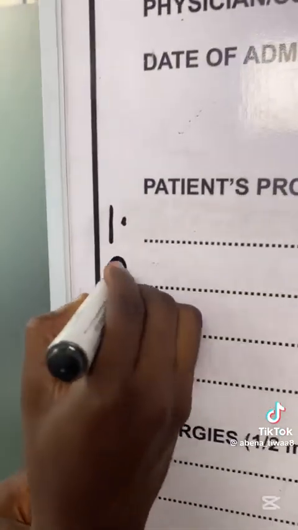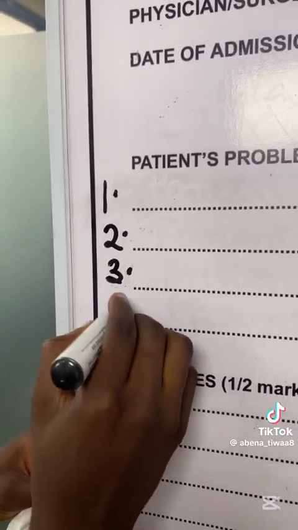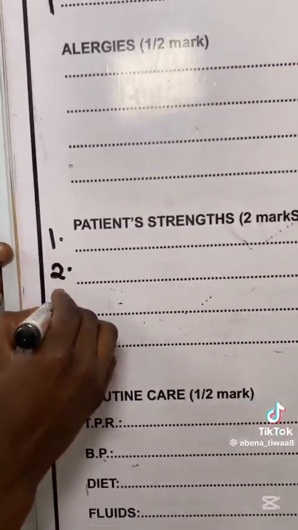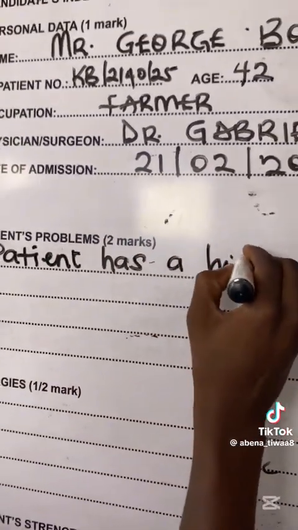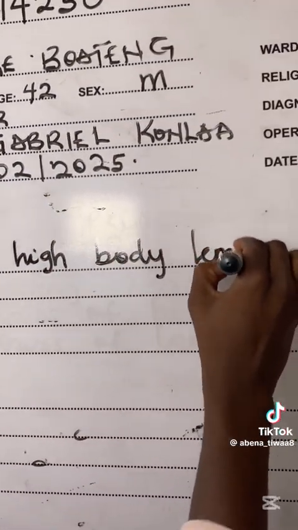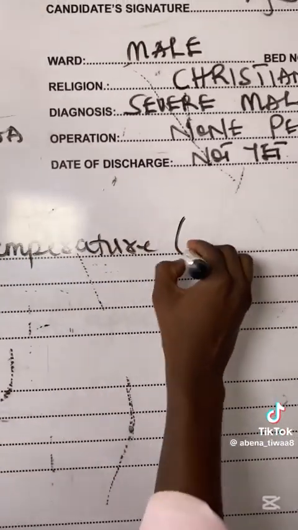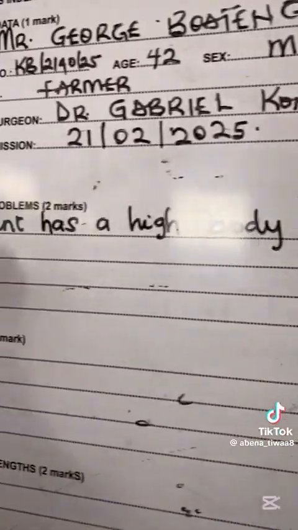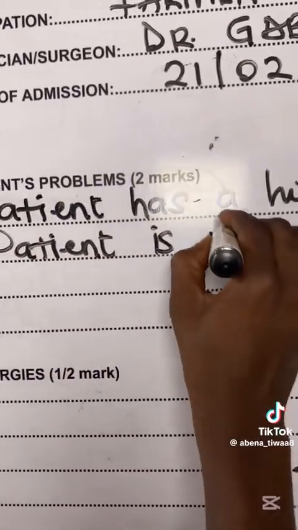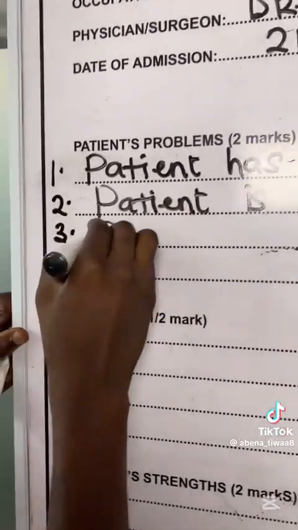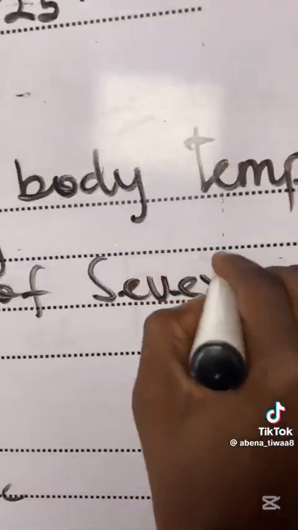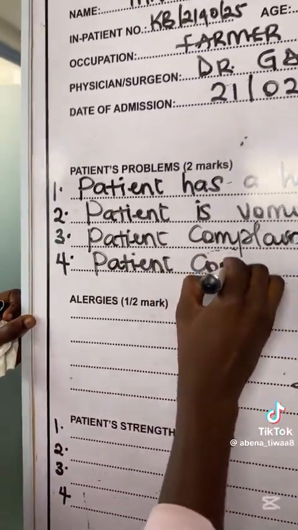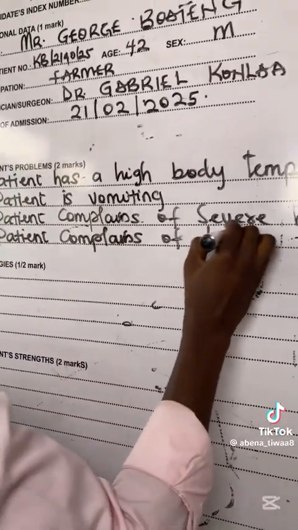Then you move on quickly to your patient problems. With regard to the patient problems, it is very important to prioritize them. If a patient has a high body temperature, it should take priority over loss of appetite. In this case, our patient's first problem was a high body temperature of 38.1 degrees Celsius. Patient is vomiting as our second problem. Patient complains of severe headaches was our third problem. And our final problem was patient complains of loss of appetite.